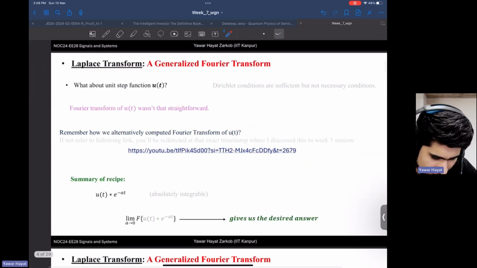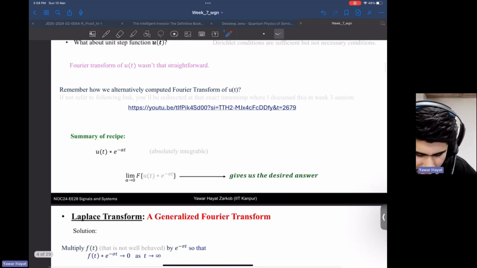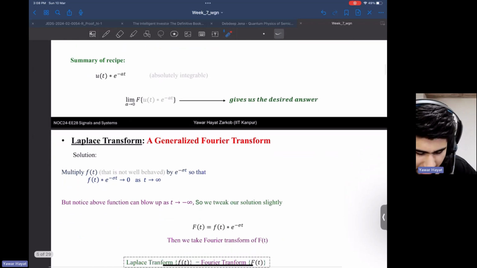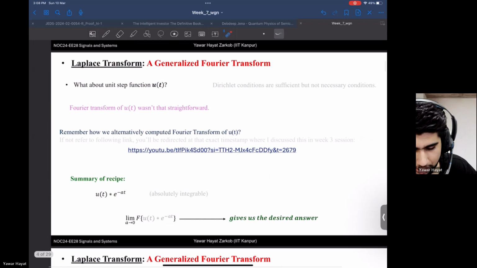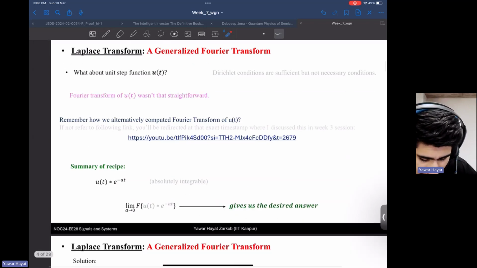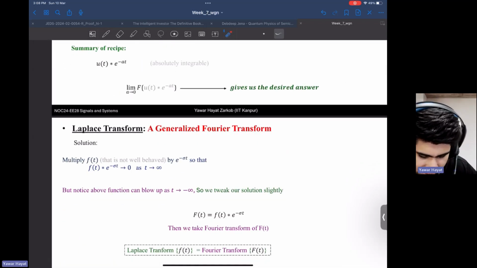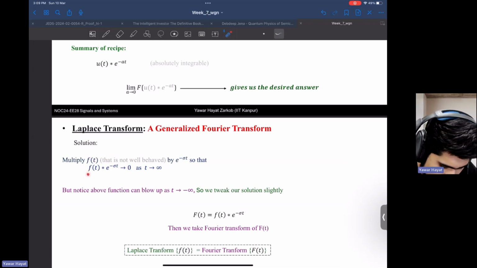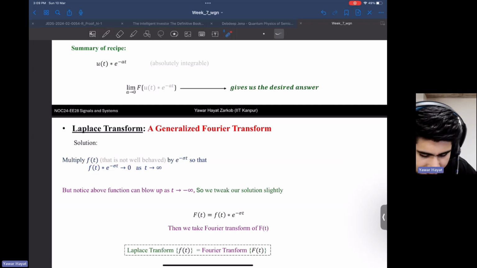So this particular recipe is actually a motivation for going towards the Laplace transform, right? Because this kind of problem that we faced for u of t, that is, to compute the Fourier transform of this signal, we might face for many functions that are not well behaved. So what we'll do is multiply those functions by exponential of minus sigma t, right? So that as t tends to infinity, this f of t times exponential of minus sigma t tends to 0. In other words, this becomes absolutely integrable.